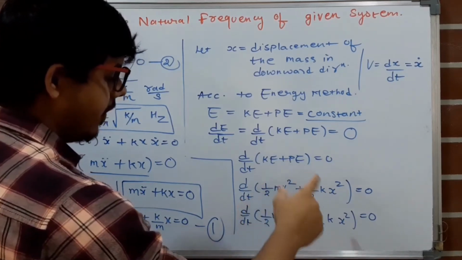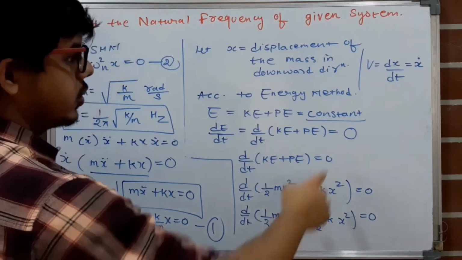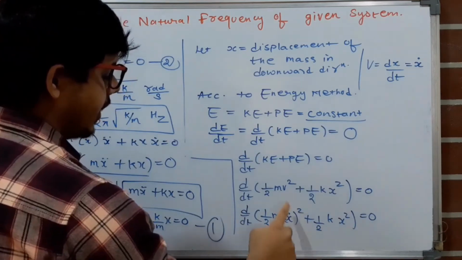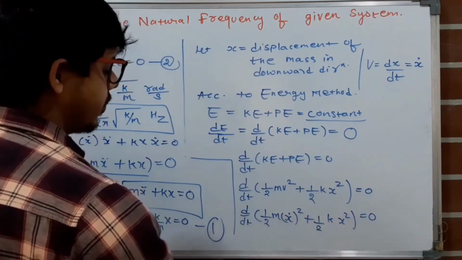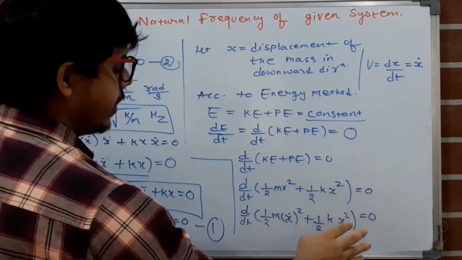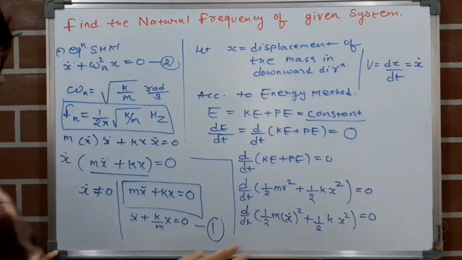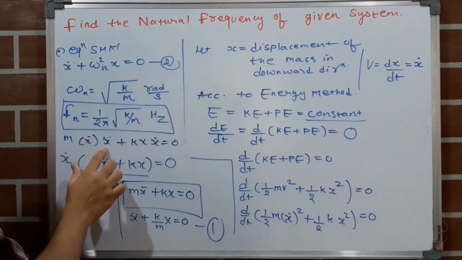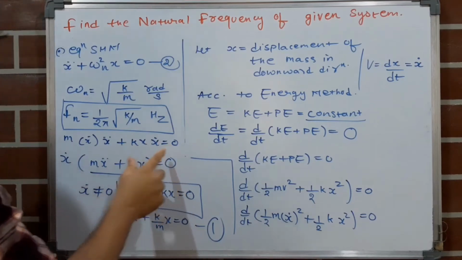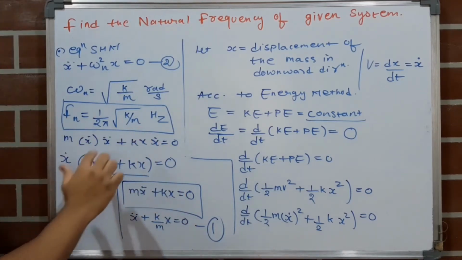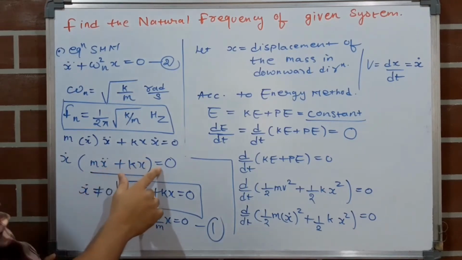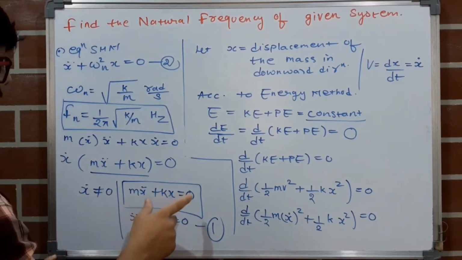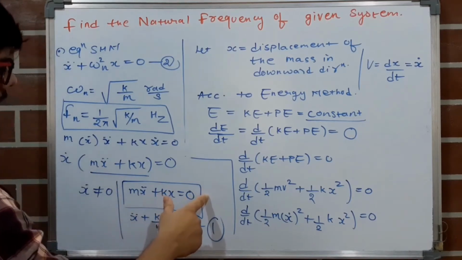Before differentiating, we will convert this velocity into x dot form. So velocity as dx by dt can be written as x dot. So half m x dot the whole square plus 1 by 2 into k x square is equal to 0. Now if we differentiate this, we will get m x dot into x double dot plus kx into x dot is equal to 0. Again bringing x dot as common outside the bracket, we get m x double dot plus kx is equal to 0. As x dot can never be 0, because it is the velocity, m x double dot plus kx is equal to 0. So this is the fundamental equation of natural vibrating system.